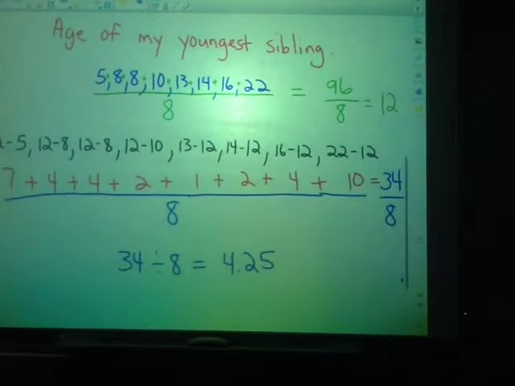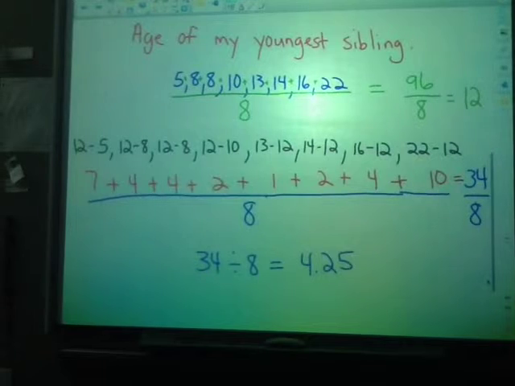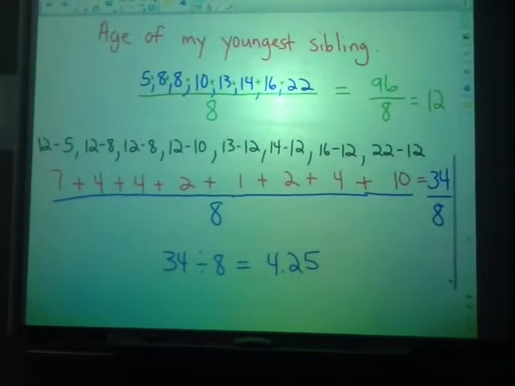All right. So here we go. We have a typical set of data. I asked 8 people, what's the age of your youngest sibling? And I got the answers 5, 8, 8, 10, 13, 14, 16, and 22. So to get that mean, I added up all the numbers in blue to get 96. There are 8 people I asked, so I divided by 8, and I got a mean age of 12 years old.